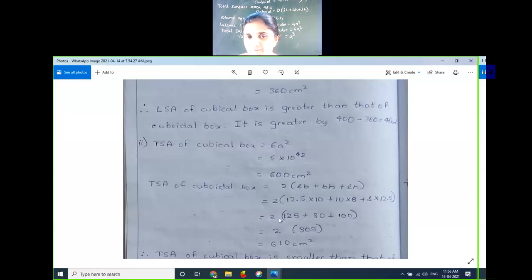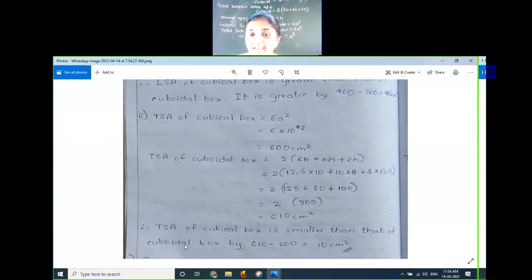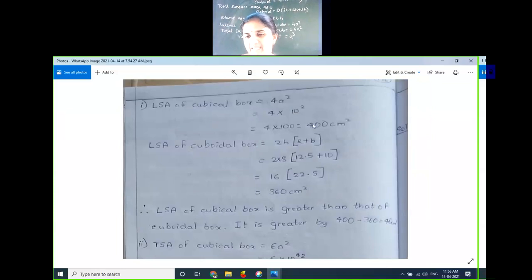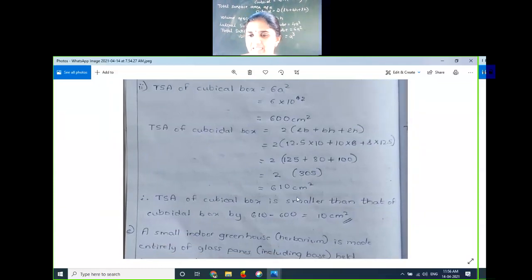Now you can compare this one. TSA of cube 600, TSA of cuboid 610. Which one is smaller actually? TSA of cubical box is smaller than that of the cuboidal box by 10 centimeter square because 610 minus 600 is 10. Actually, in the LSA concept the cube is greater by 40 centimeter square, and in the TSA concept the cuboid is greater by 10 centimeter square. Very simple question.